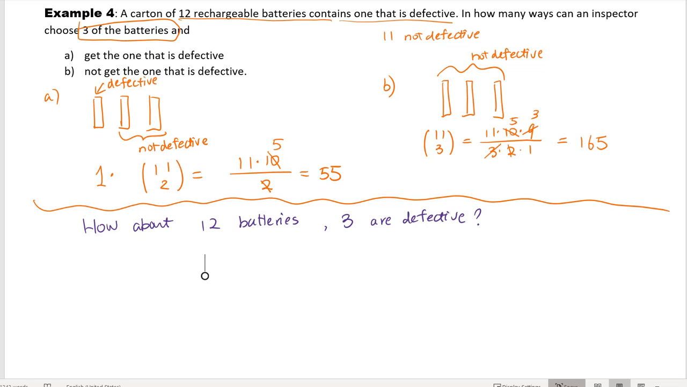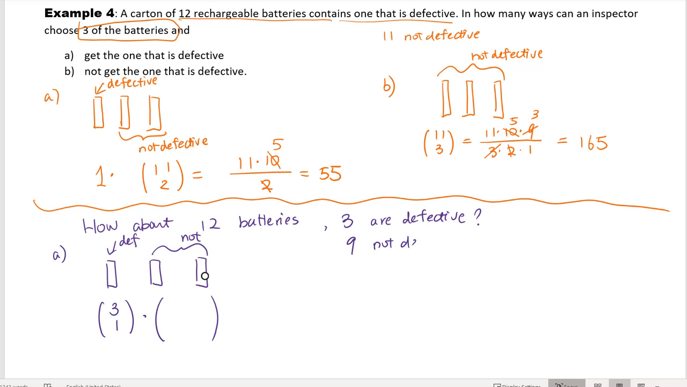So, part A, get one that's defective. Here, one of them is defective, and the other 2 are not defective. Here we have 3 defective, so 3 choose 1 times, here we have 9 that are not defective because the total is 12, and 12 minus 3 is 9. So 9 not defective, and we pick 2 of them. So 3 choose 1 is 3.